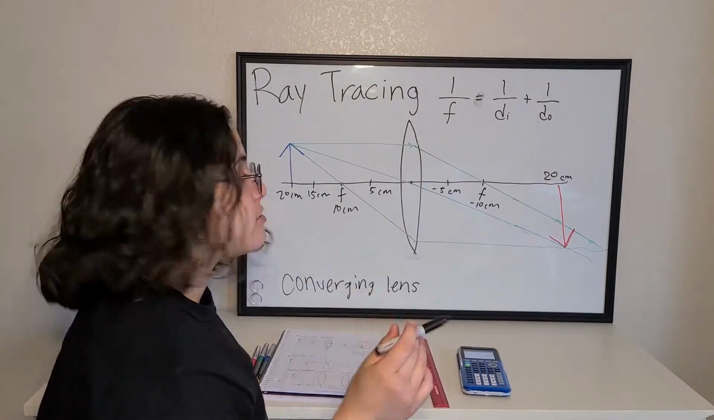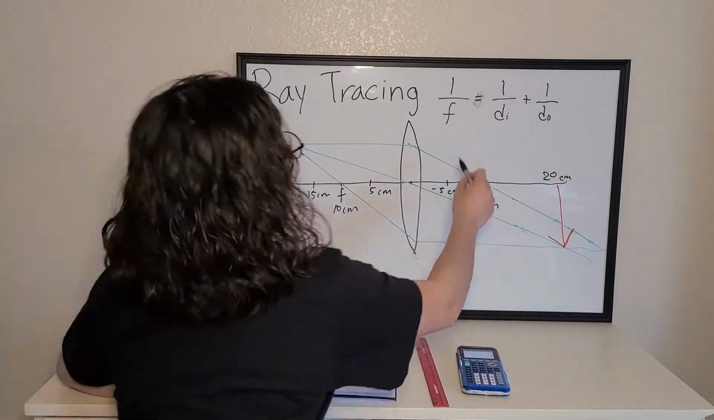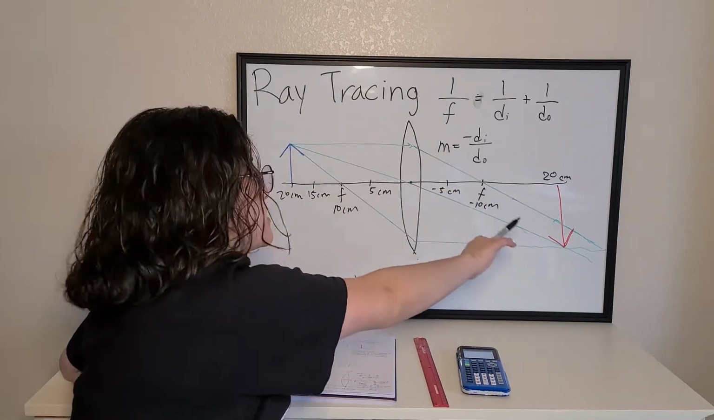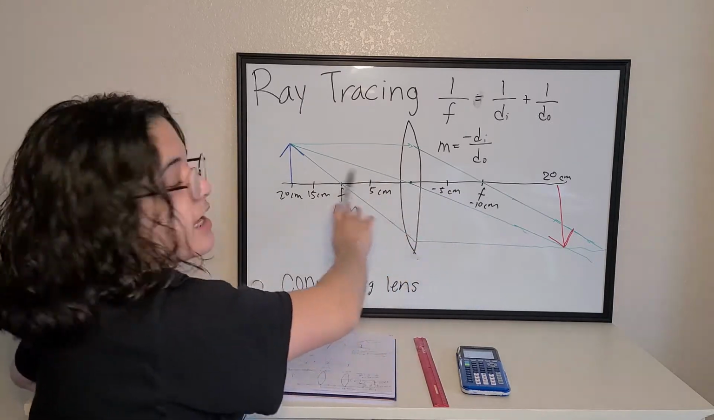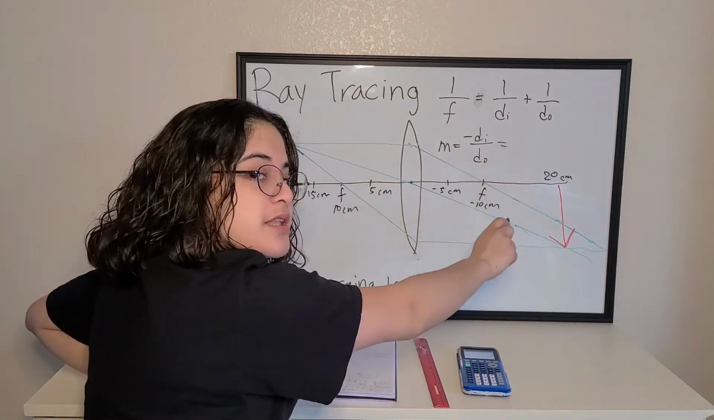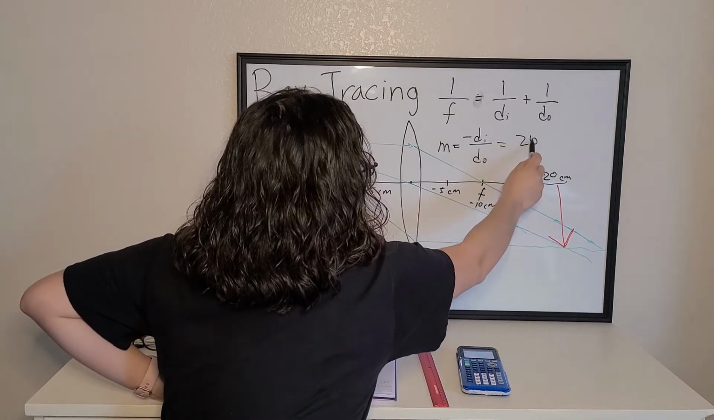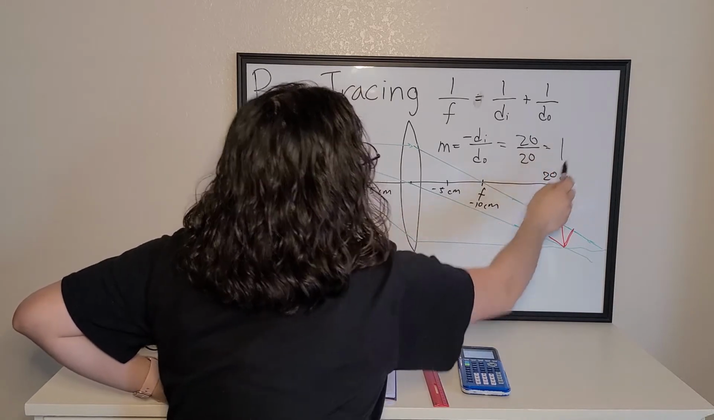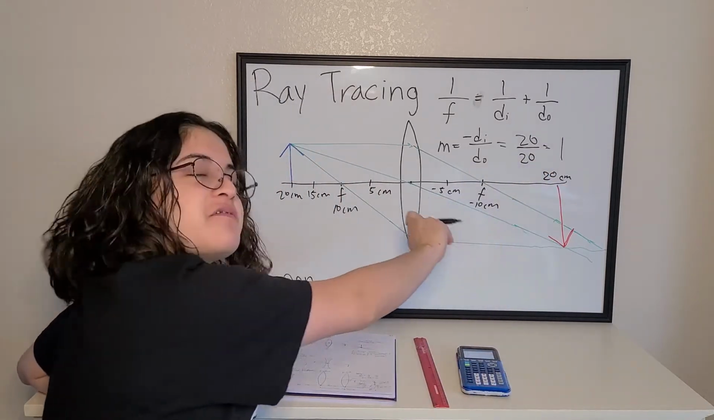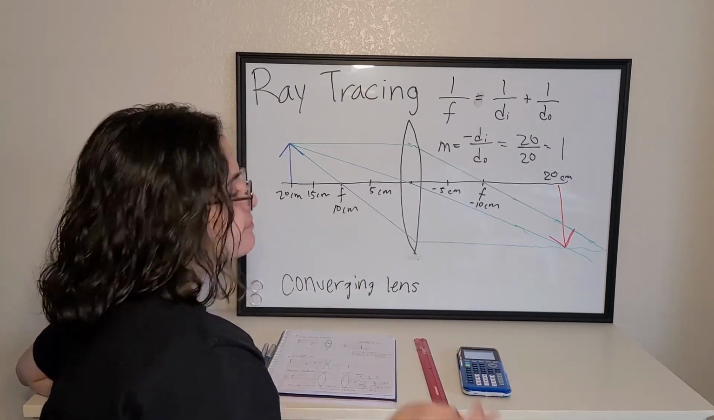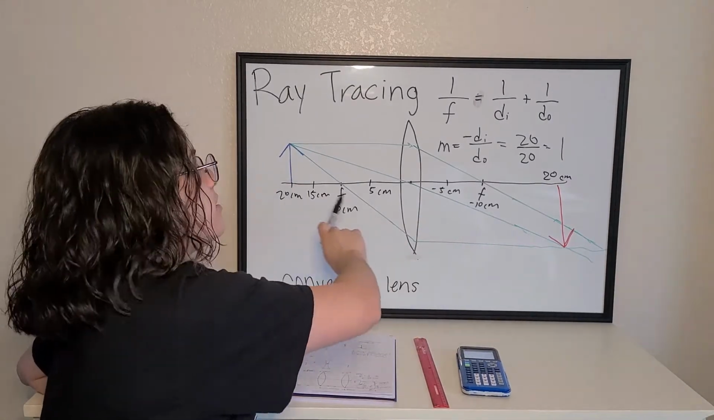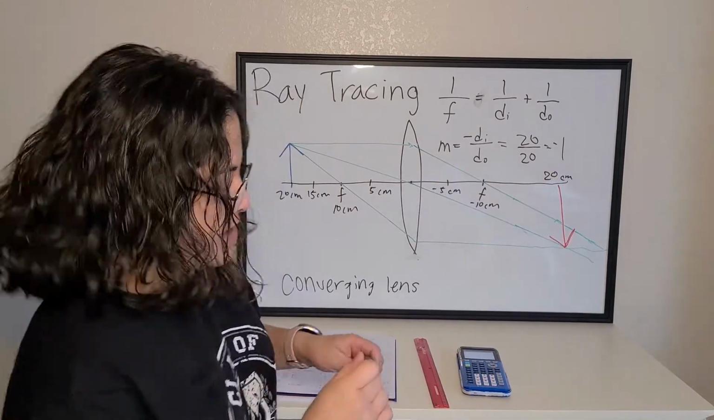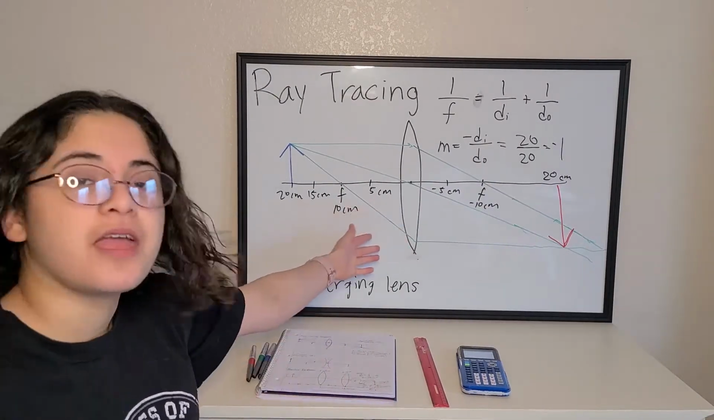And now we can use another equation to figure out how big this ray is. Our magnification equals the negative of the distance between the image and the lens over the distance between the object and the lens. The distance between the image and the lens is 20 centimeters, and the distance between the object and the lens is 20 centimeters. Then we know that this arrow, even though it may not seem like that because of the difference here, they're actually the same size, and this is inverted, so this is negative. And that is ray tracing with a converging lens.